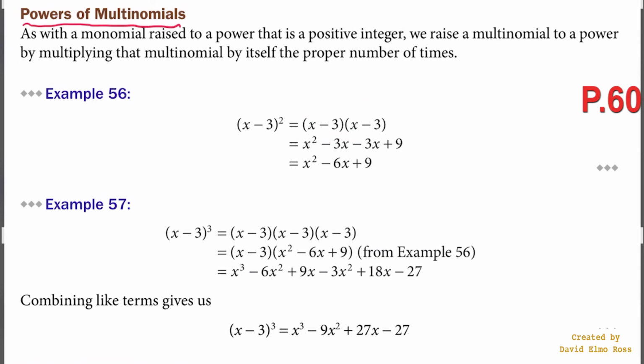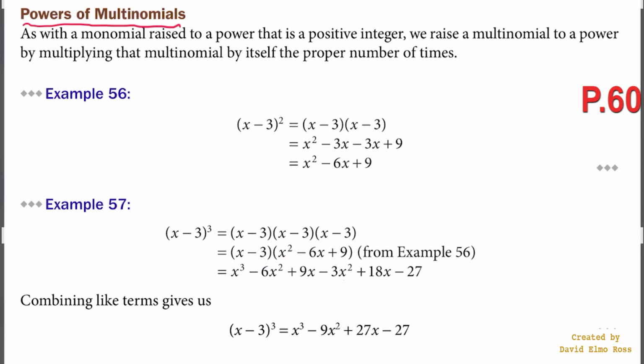So what we have to do is use our FOIL rule here. When we use FOIL, we should be able to come up with this quite easily. Then we have to multiply x by every term, and then minus 3 by every term. So this is x times x squared is x cubed. X times minus 6 is minus 6x squared. X times 9 is plus 9x. That's the first part. Then we have to multiply minus 3 by all these terms. So minus 3 times x squared is minus 3x squared. Minus 3 times minus 6 is positive 18. And finally, minus 3 times 9 is minus 27.